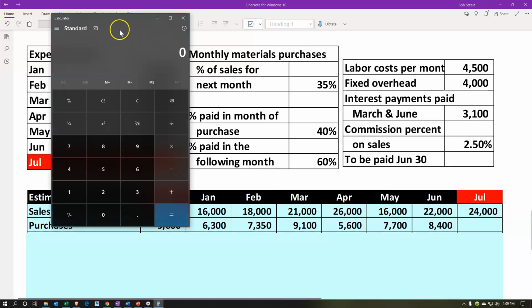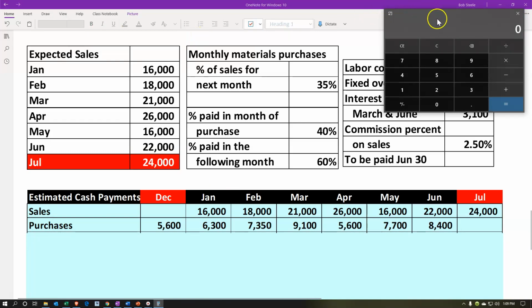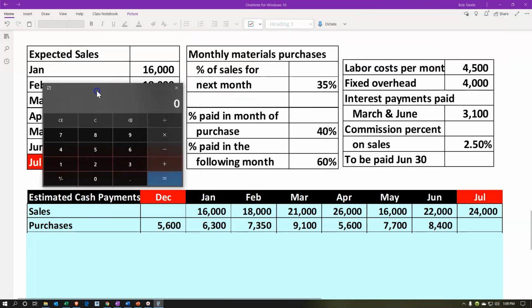So again, this is a little bit different in that you're going to have to read the problem carefully, or think about in practice how you want to base your purchases number. They're going to be basing it on the next month's sales. So in other words, monthly materials purchases are going to be 35% of next month's sales. So here's next month's sales number, which is the 16,000 times the 0.35.